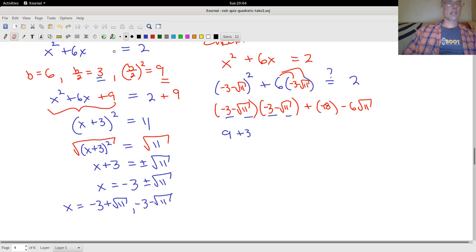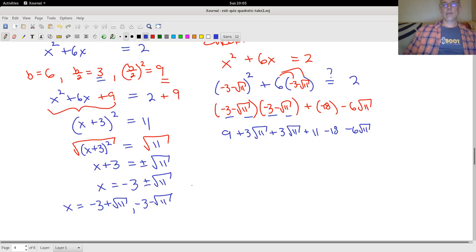Perhaps I was thinking ahead. Always make sure you copy things correctly. All right, so I have another plus 3 square root of 11, and then negative times a negative is a positive. Square root of 11 times square root of 11 is 11. That's going to be plus negative 18 or minus 18, and then minus 6 square root of 11.